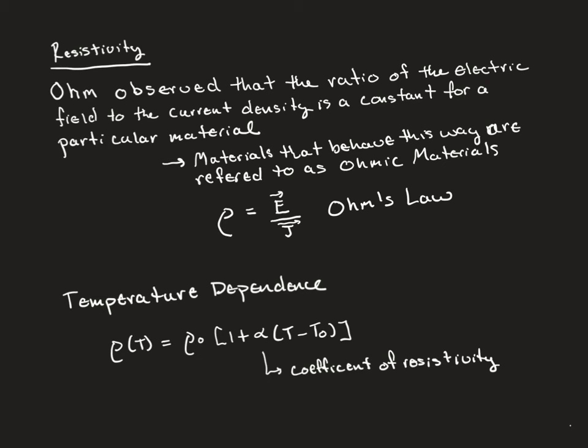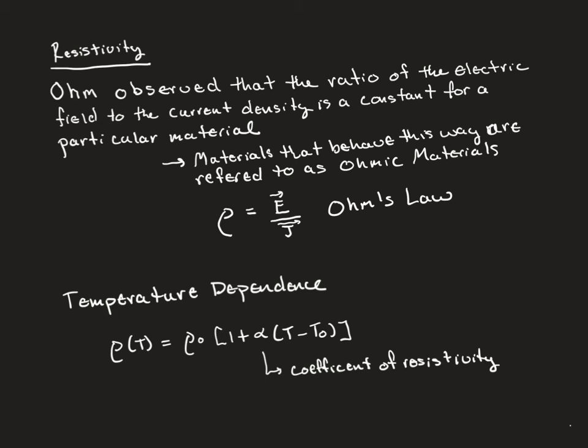Now, there are some exceptions to that rule. There are some materials that, when you increase the temperature, more electrons become detached from the ion, and therefore there are more electrons to flow, and therefore the current actually increases.